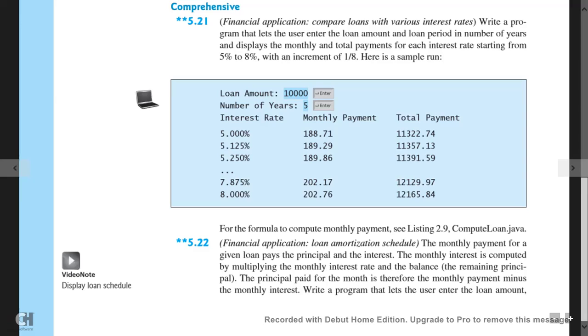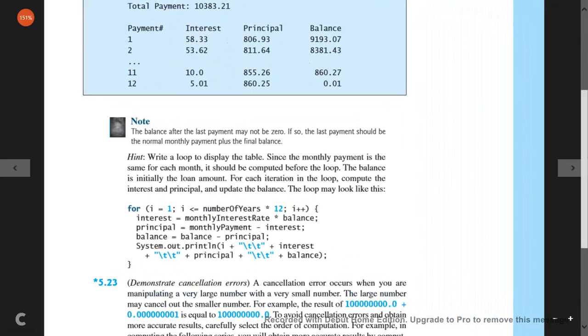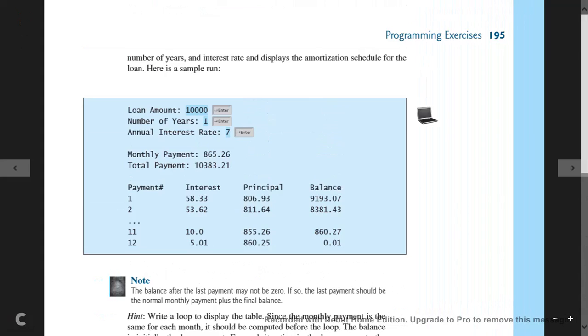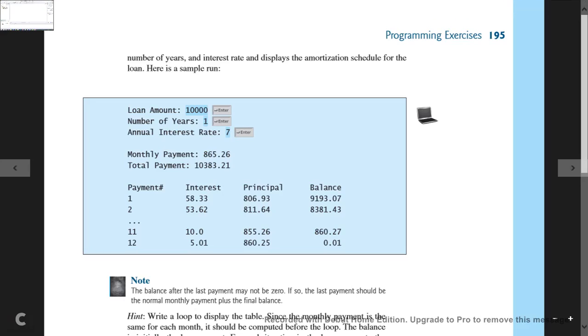Okay, so we gotta write a program that lets the user enter the loan amount, number of years, and interest rates, and displays the amortization schedule for the loan. Here is a sample run.